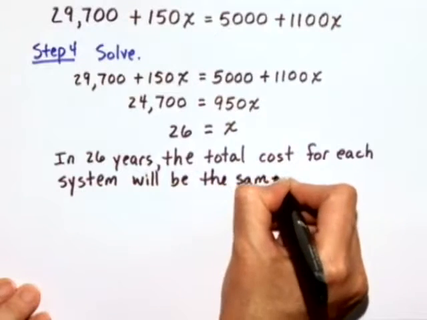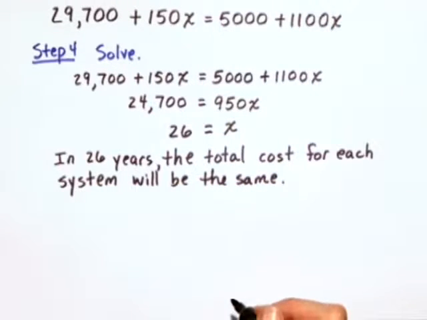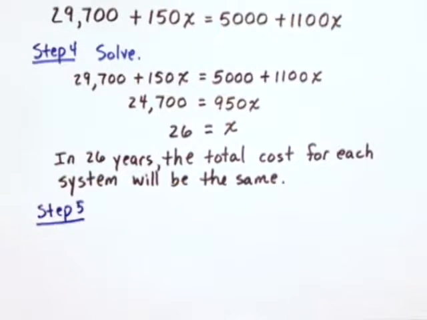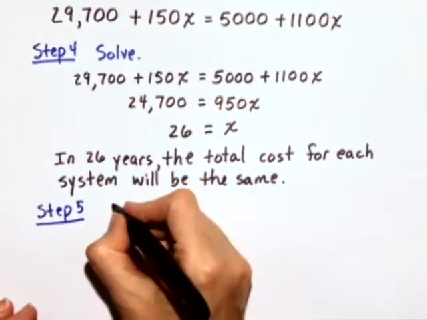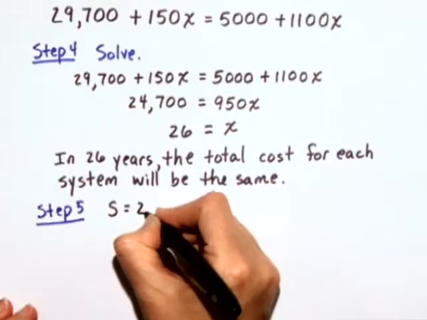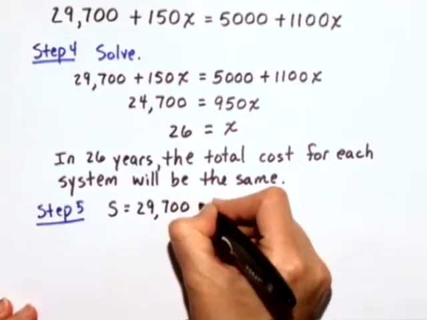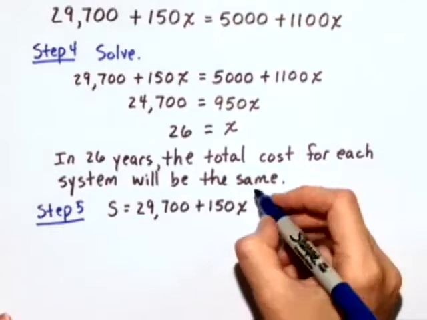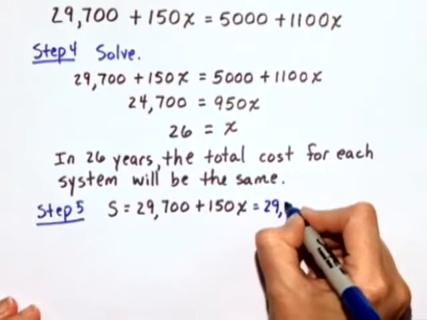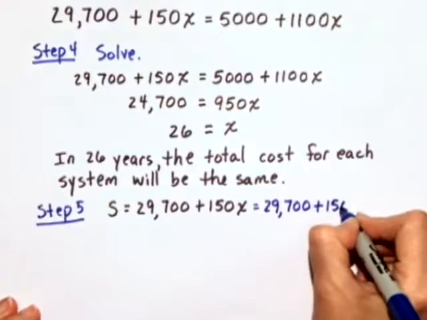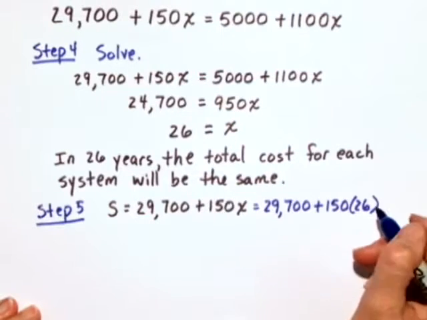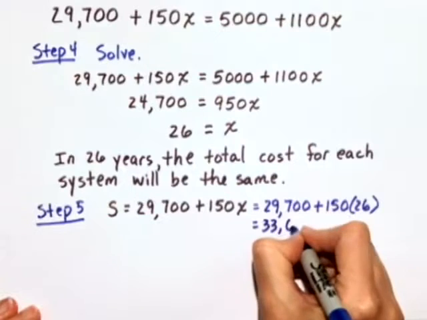And we actually had one more question to answer. The other question is, what will the cost be at that time, in 26 years? And I'm going to answer this in step 5. Normally in step 5 we check our answer. So remember back in step 2 I said that the total cost for solar is 29,700 plus 150 times x. And if I substitute 26 in for x, I'll get 29,700 plus 150 times 26, or a total amount of $33,600.